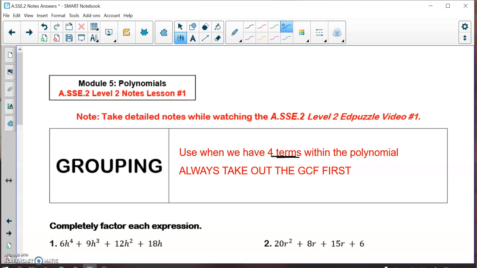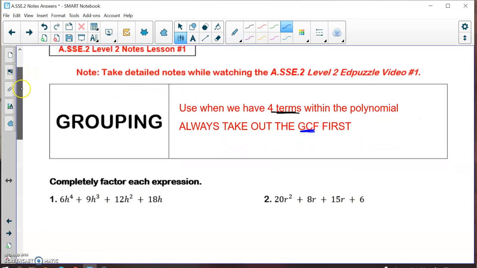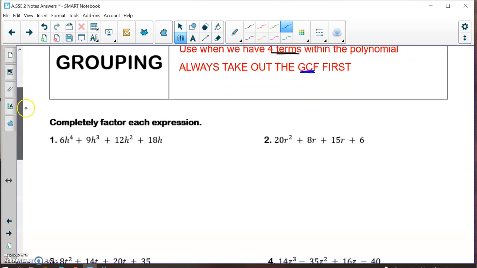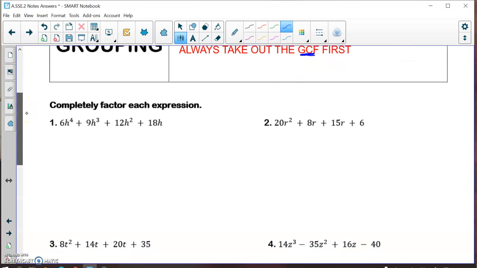When we first start off, if there's a GCF, we should take it out first before we begin the grouping method. But basically the grouping method is exactly how it sounds. We're going to be grouping terms together using a set of parentheses.